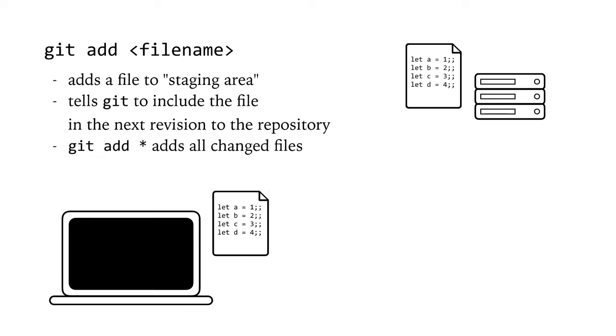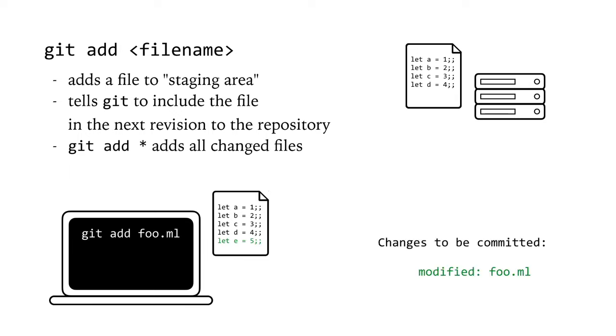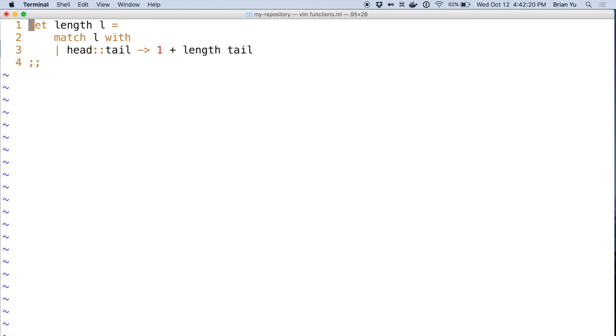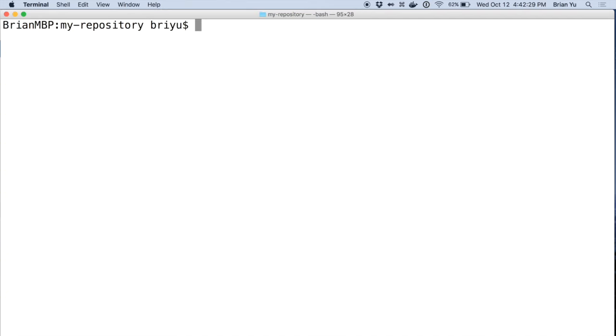Now let's talk about git add. After we make changes to a file, we can use git add to tell Git that we want to include the changes made to this file the next time that we save a change to the repository. So if I add a line to my file, and want Git to include that change in the next revision of this repository, I can just say git add functions.ml.